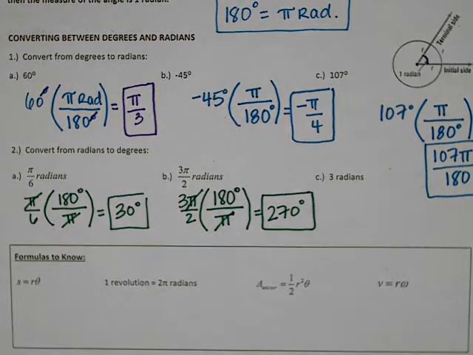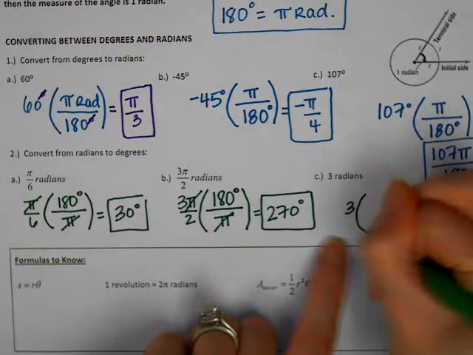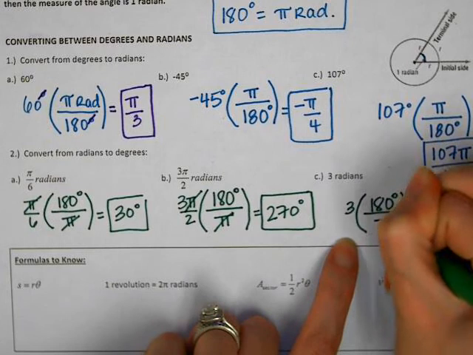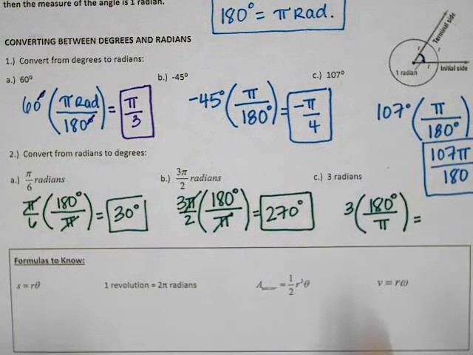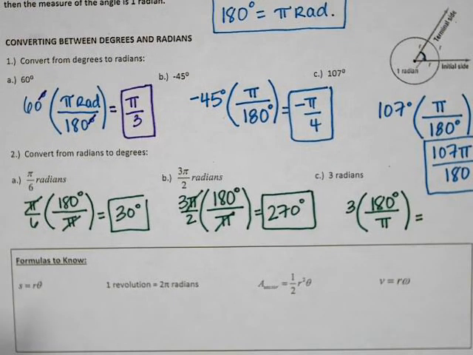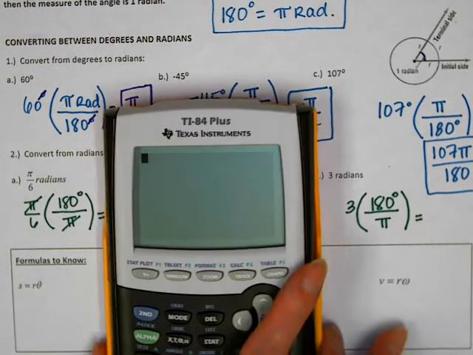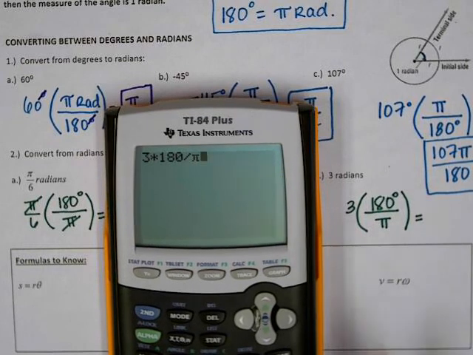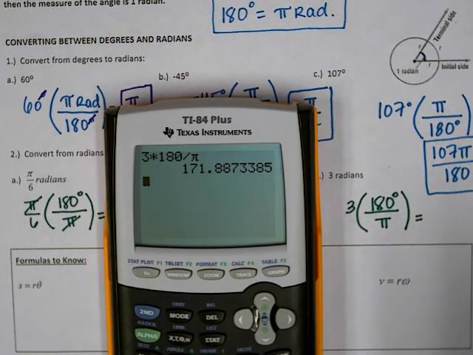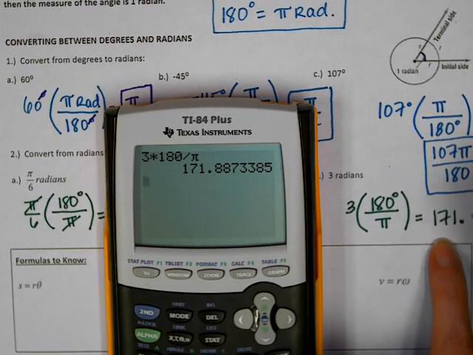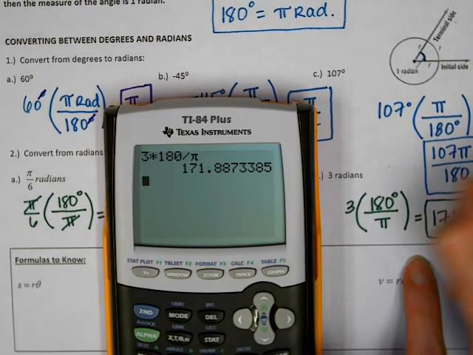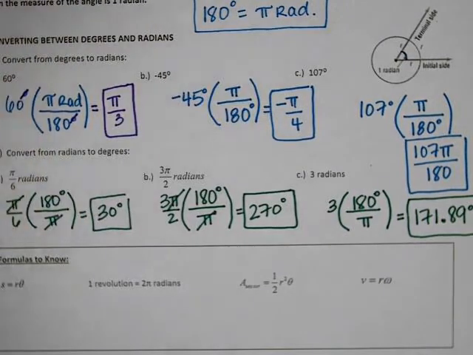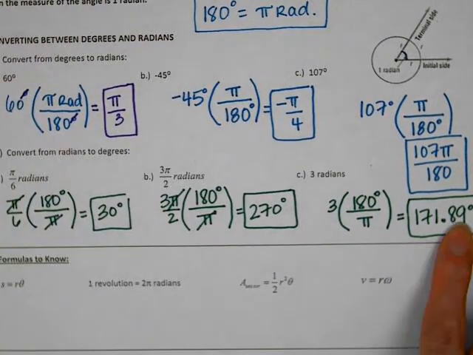All right, last one. 3 radians. Again, if we're converting to degrees, there's 180 degrees in pi radians. Now, this one didn't have a pi to cancel, so we actually just have to calculate it. So you're going to do 3 times 180 divided by pi. And that is 171.89 degrees. I'm just rounding to 2 decimals. Okay, so when the pi's cancel, it's kind of nice. But if not, just calculate it. You'll get a decimal.